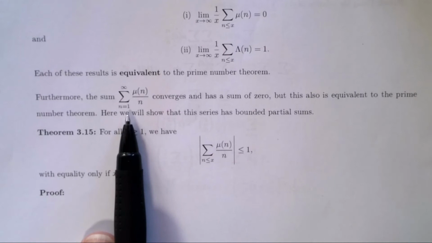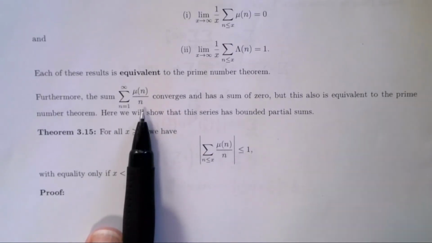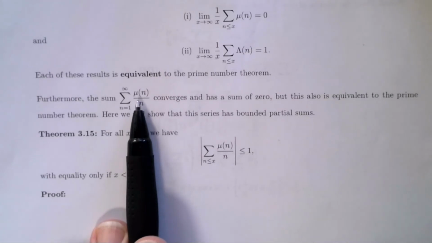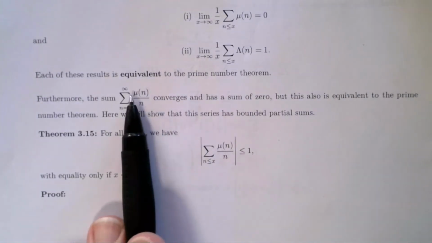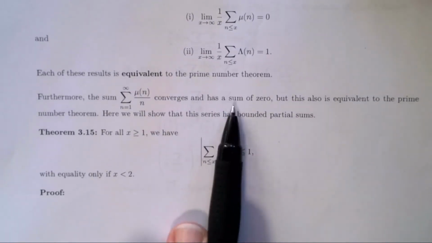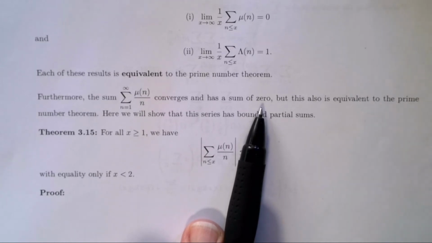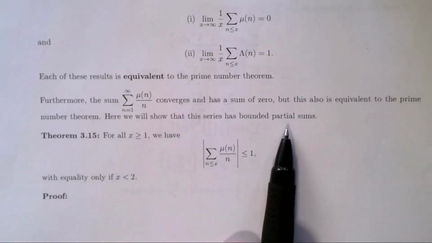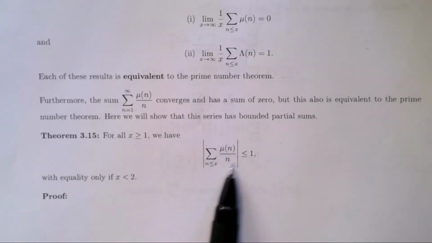Furthermore, and this really is a surprise, this sum, if you add up mu of n over n, this sum in fact converges. Well, that's not immediately obvious at all, because this mu can be 0, 1s or minus 1s, and there's just enough of each to make the thing converge. And what really should knock your socks off is that the sum is in fact 0. But this also is equivalent to the prime number theorem. And so we'll come back and have a look at this a bit later on. All I'm going to do here is just as a little exercise to show you that the partial sums of this thing are bounded.